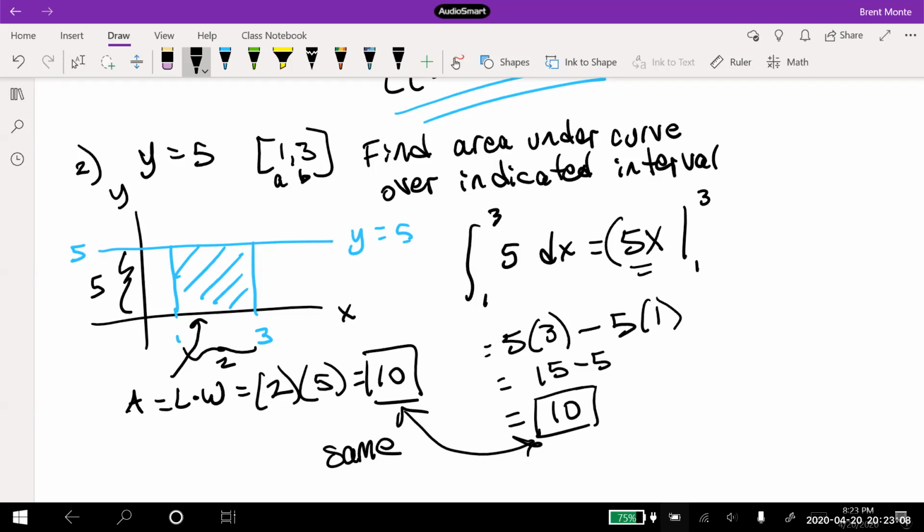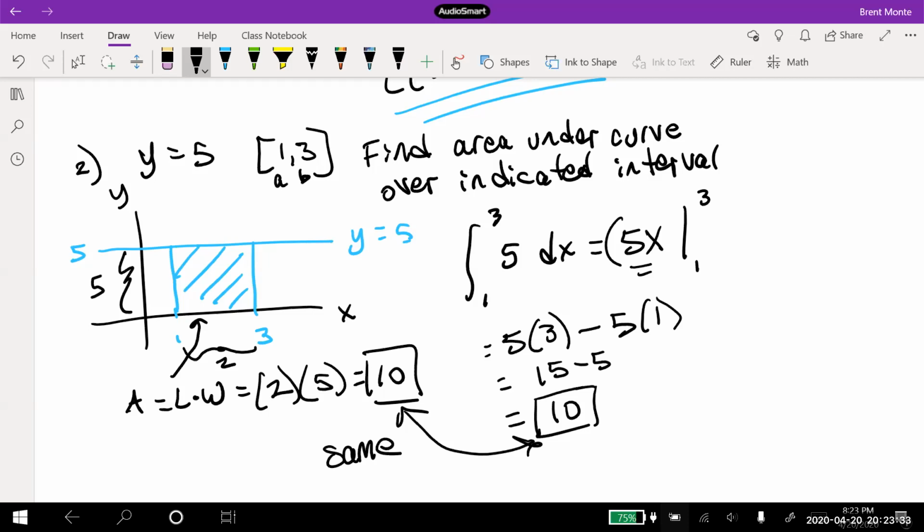Now, we could do it either way as long as we have a nice linear function, as we did in problem 2. But remember, if we have a curve, I can't find the exact area. I had to approximate it with rectangles. The fundamental theorem says we don't have to approximate with integrals. We can just plug it in using the fundamental theorem and find the answer right away. So let me show you another example.